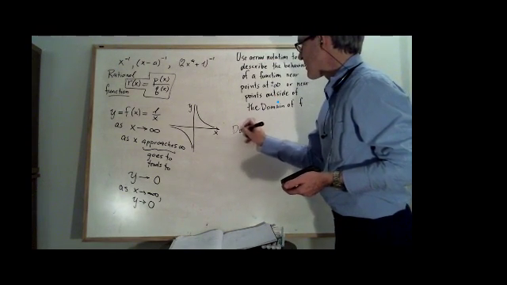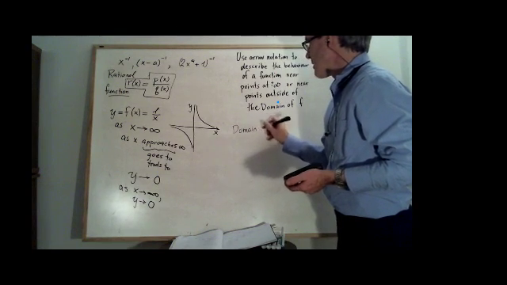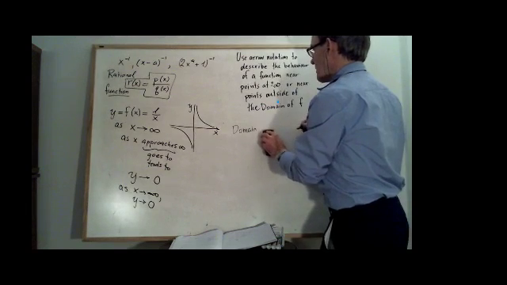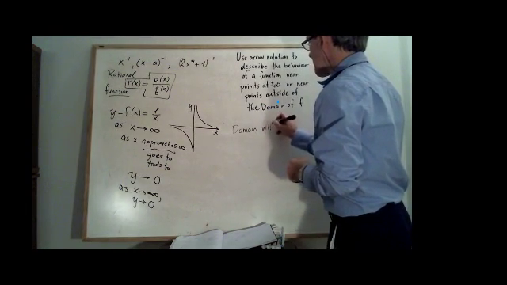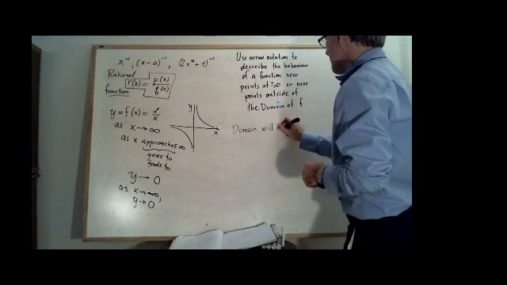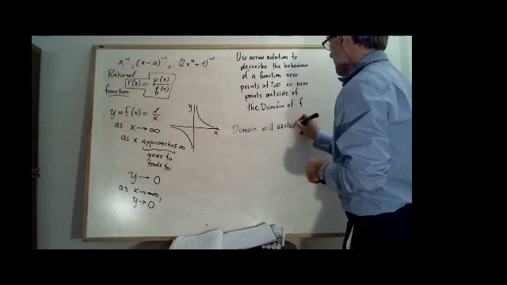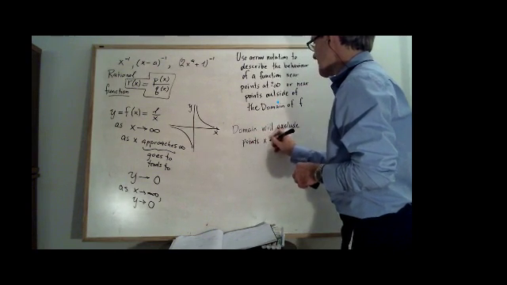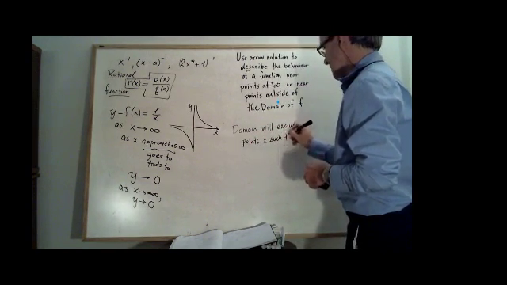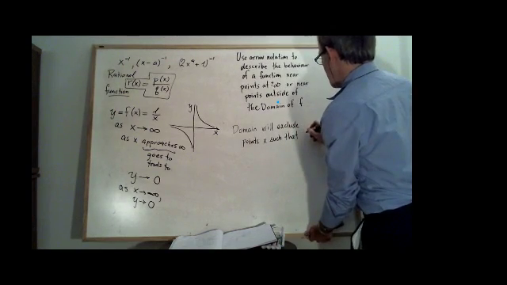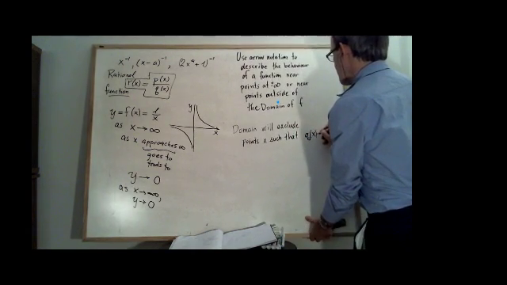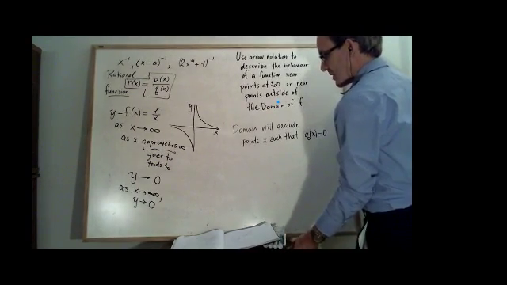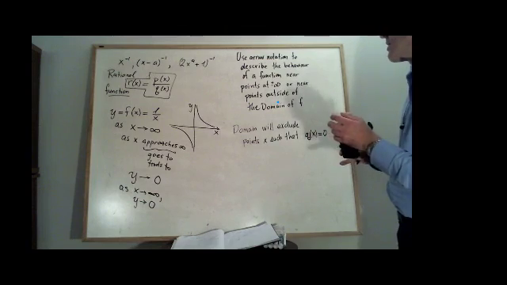Okay, so the domain might exclude, well, the domain will exclude points x such that q of x is 0. Okay, so that's the starting point for understanding rational functions and their behavior.